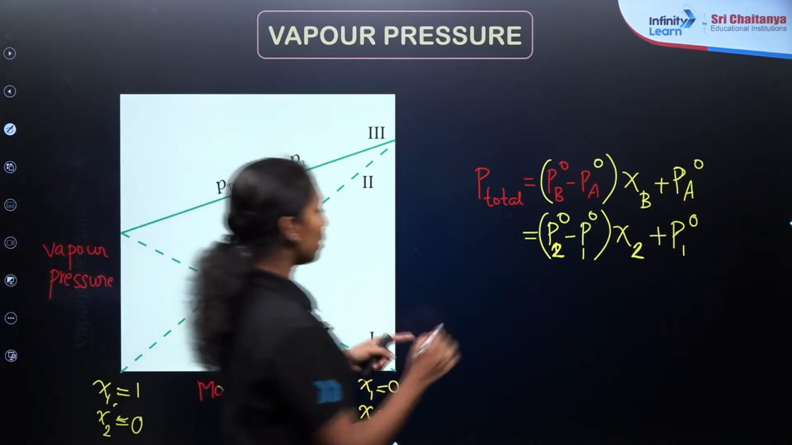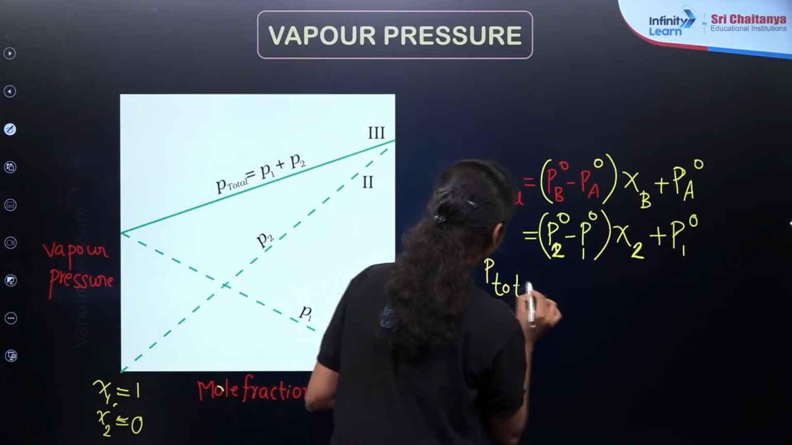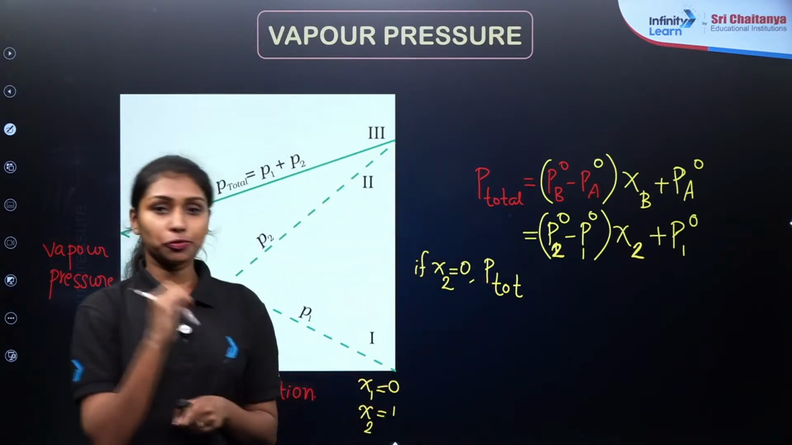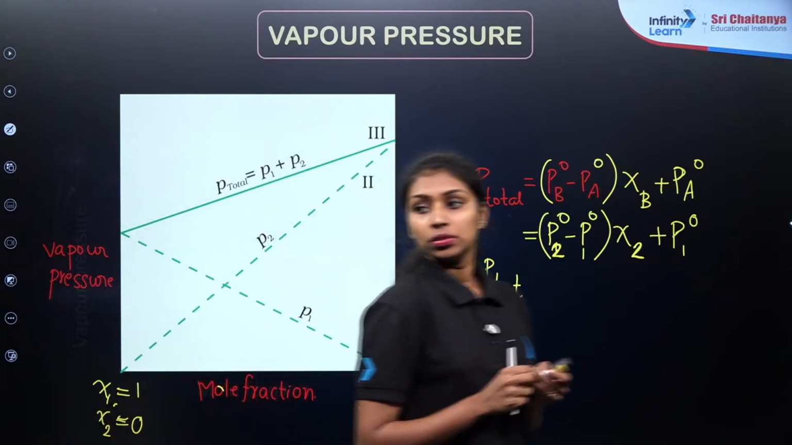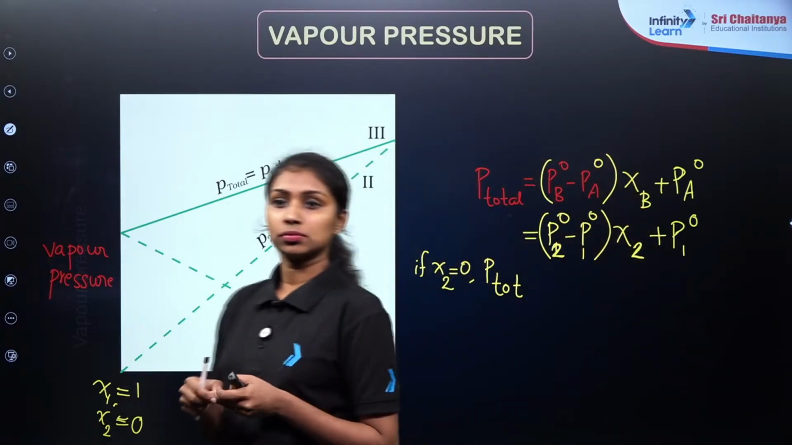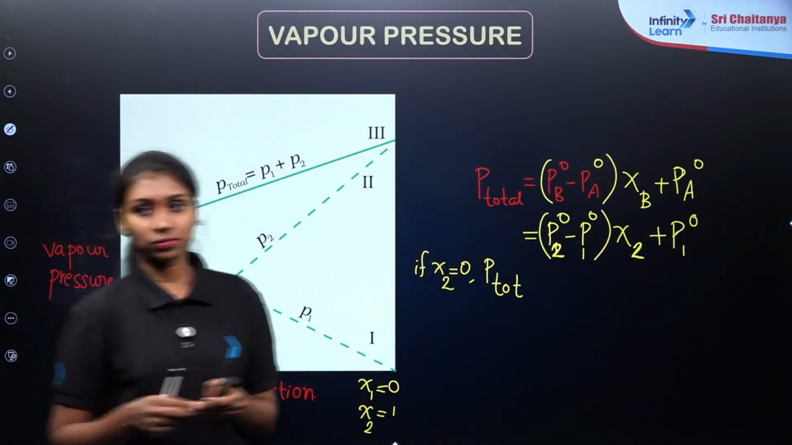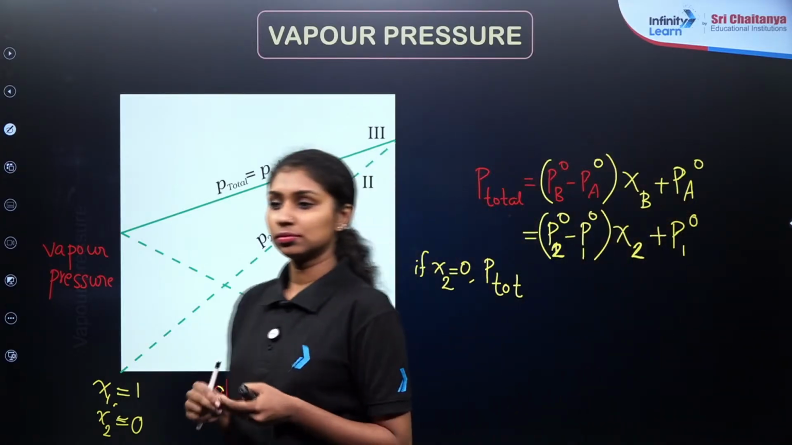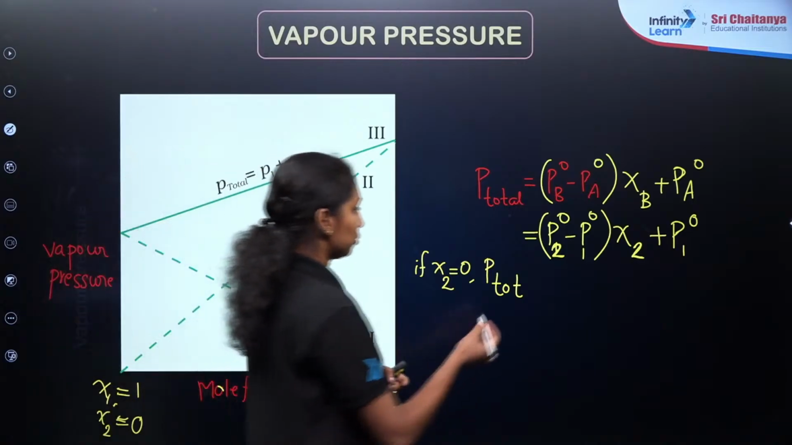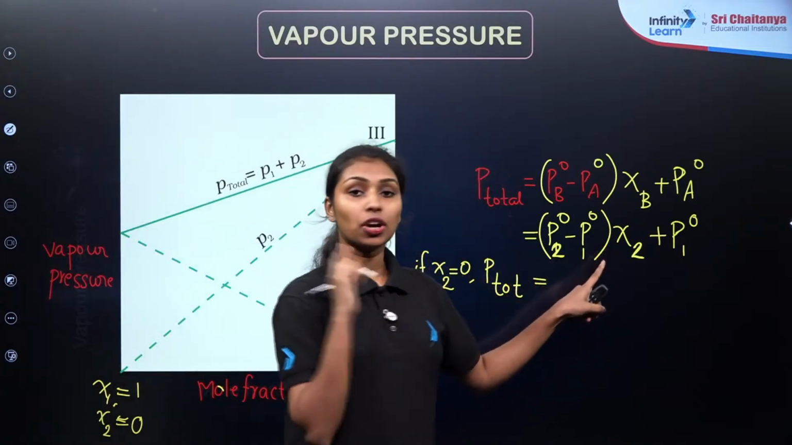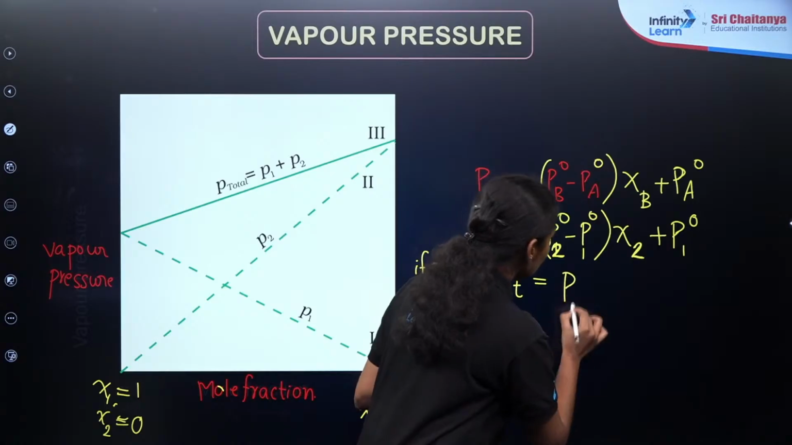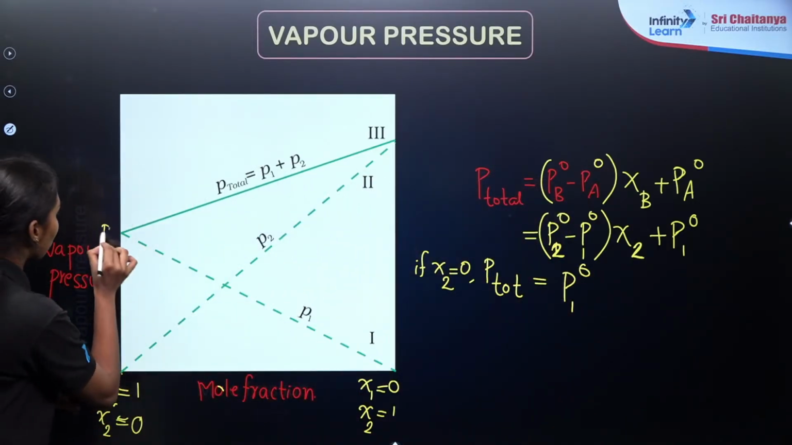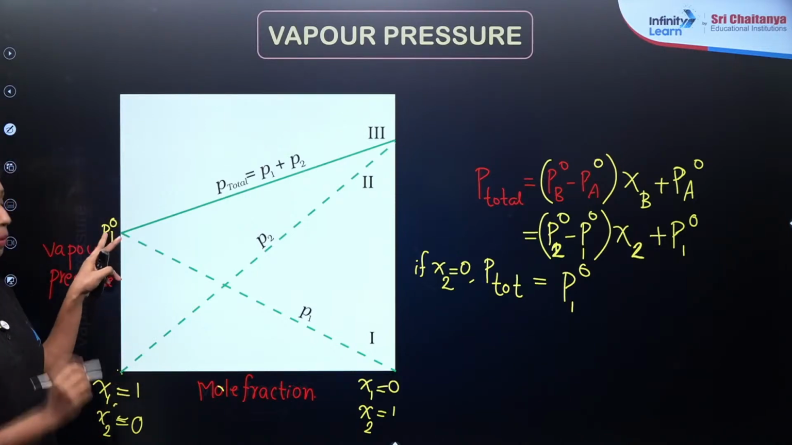Then what will be the expression for P total here? Chi2 will be 0, right? In total, P total is equal to P10. That is what we observe here. In the first case, the pressure will be P10 here. Is that clear? The maximum pressure will be P10 here.